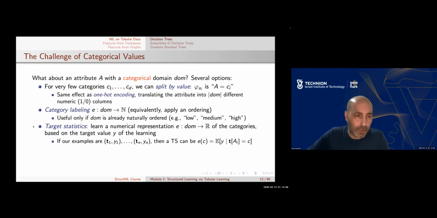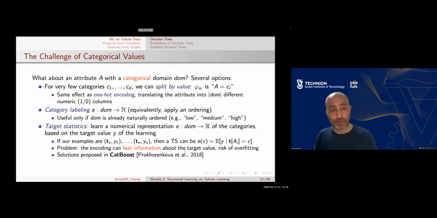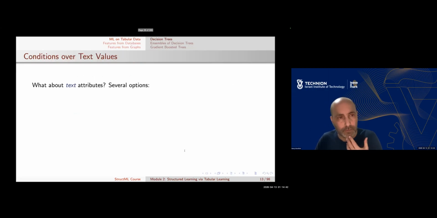People do that. It works sometimes. It does have the risk of leaking too much information about the target value, about your training set. That gives you a risk of overfitting. There are several research and practical efforts on how to deal with this leakage of information, and we'll mention the CatBoost algorithm that is designed to deal with this information leak.